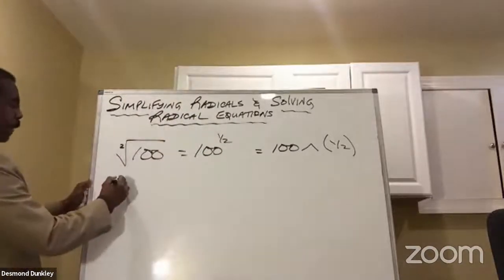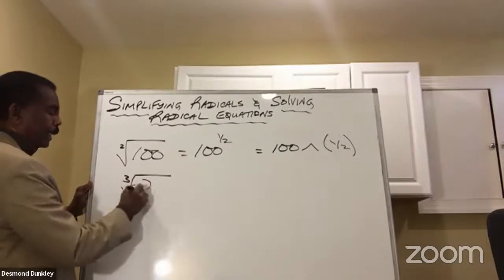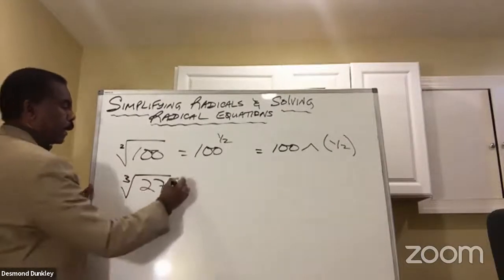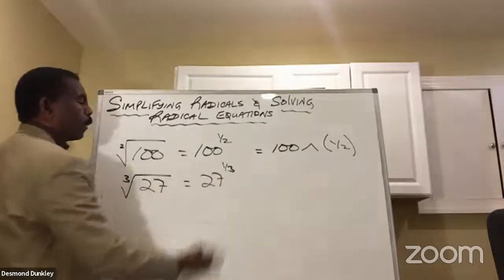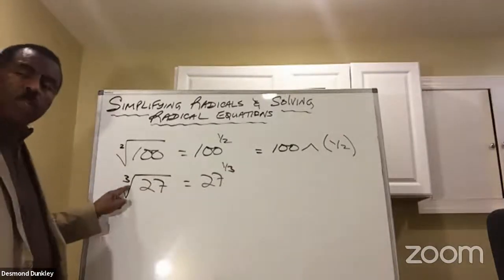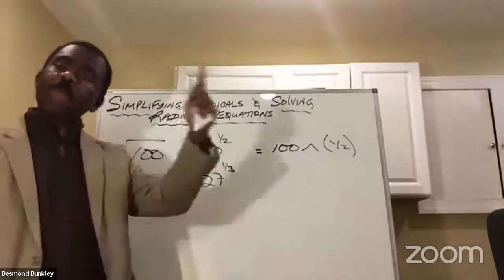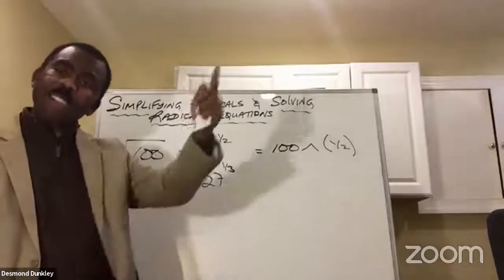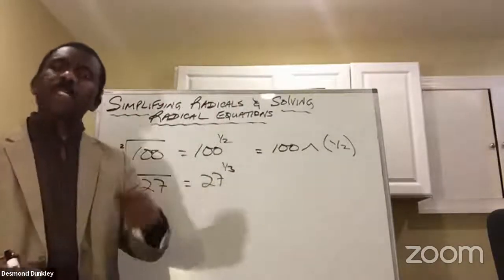Similarly, if I enter the cube root of 27, it's the same as 27 to the power 1/3. So cube root is 1/3, square root is 1/2, fifth root is 1/5, seventh root is 1/7, fourth root is 1/4. Get it? 10th root, 1/10.